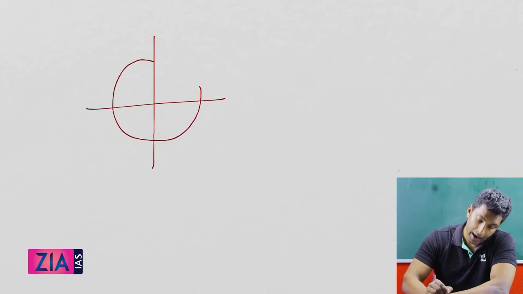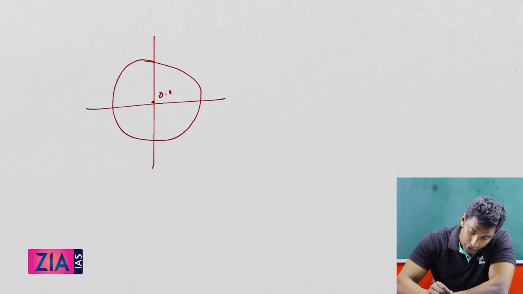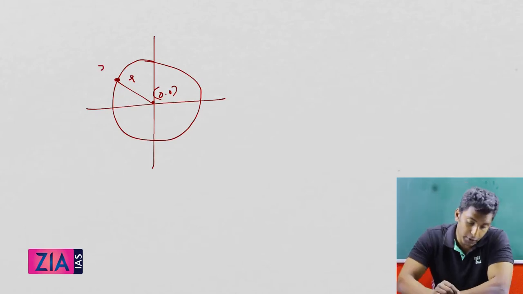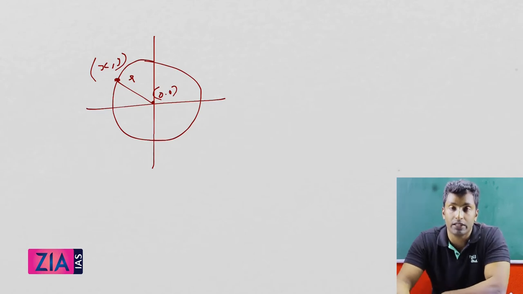So if the circle has its center at the origin, let me draw a circle like this in my Euclidean plane, with my center as the origin. So this is going to be (0, 0), and your point can be anywhere, right? And this distance will definitely give you the radius. So this point is your (x, y). In this case, what will be the equation of the circle?